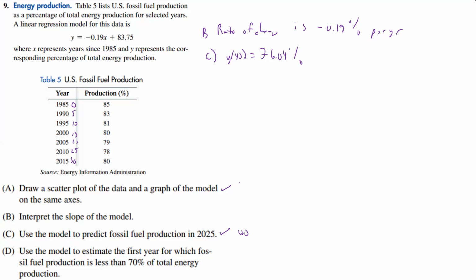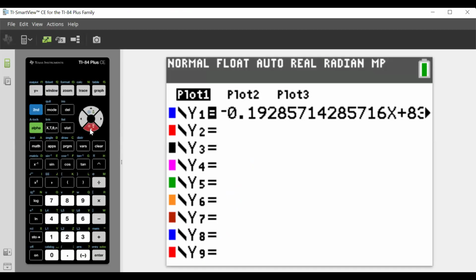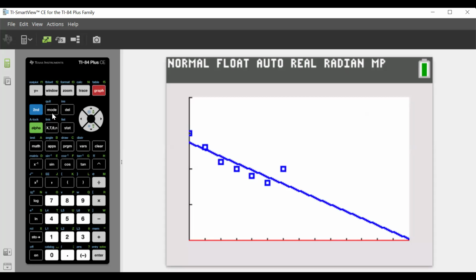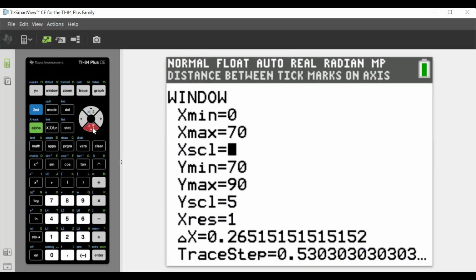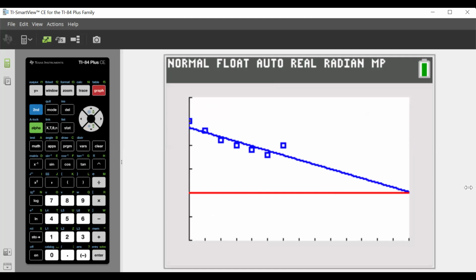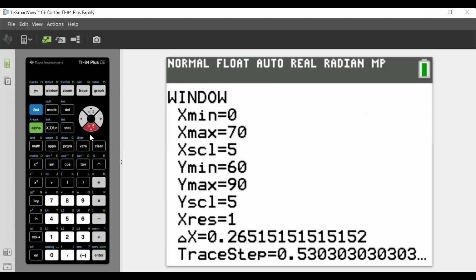Now, the next one, we're supposed to use the model to estimate the first year in which fossil fuel production is less than 70% of the total energy production. All right, so what we need to do then is draw another line on our graph. So we're going to come back over here, and we want it to be less than 70%. So let's say y is going to be 70. Basically, wherever those two intersect. Well, that means it's below here, so now we need to change our window. Let's put that at 60. Now let's see what it looks like. There we go. And it looks like we have to go out further for the x's, so let's go to 90.